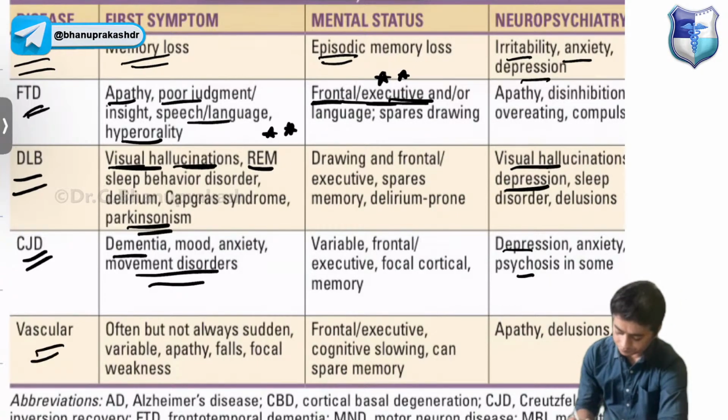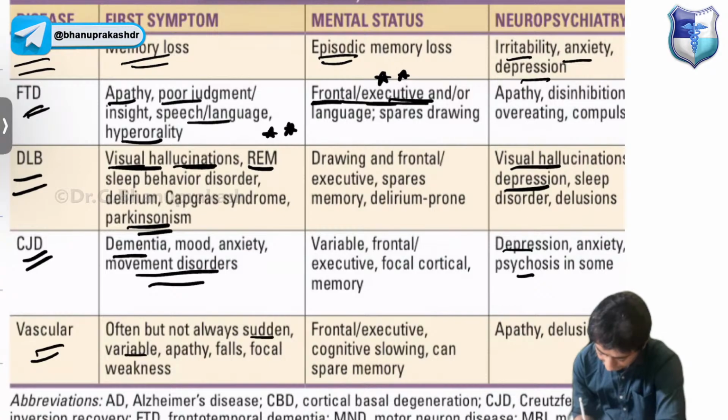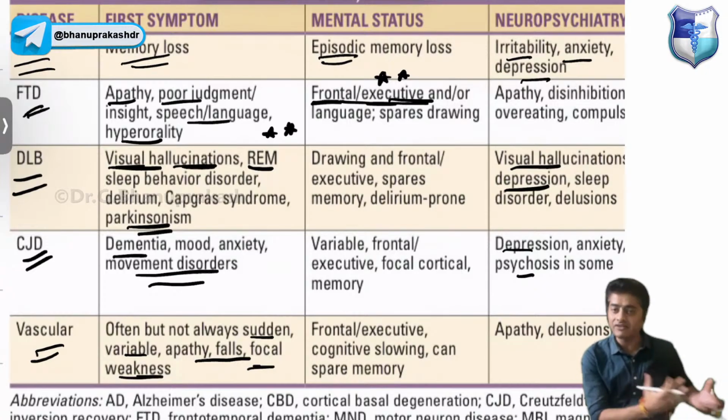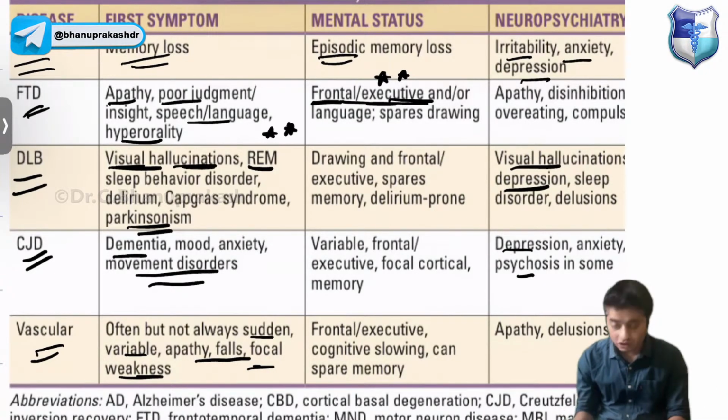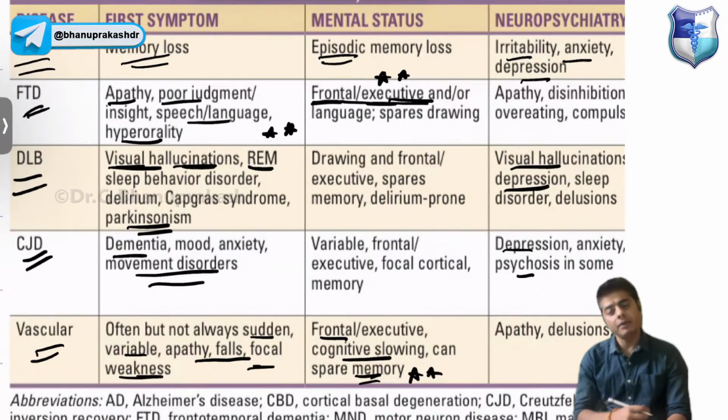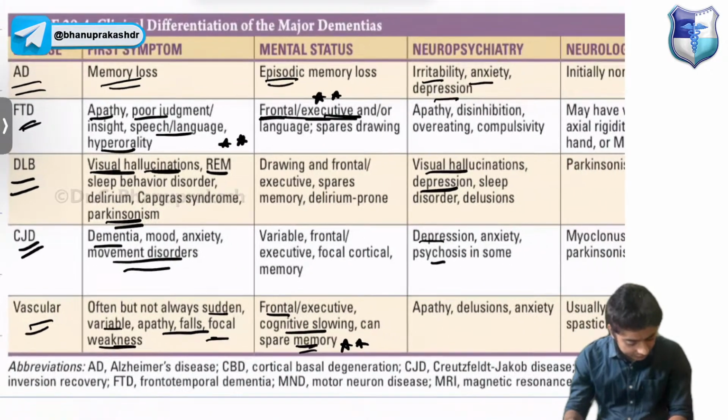Then comes your vascular. See, it is sudden, variable, apathy, and focal weakness. Focal weakness means focal neurological deficit. If it is a large vessel disease, there will be hemiplegia. So it is a focal neurological deficit. It will be frontal, cognitive slowing is there, and it generally spares memory initially, but later on it also involves memory. Okay?